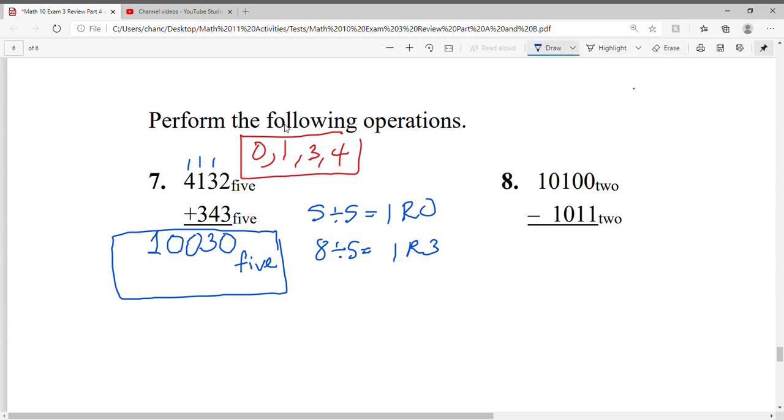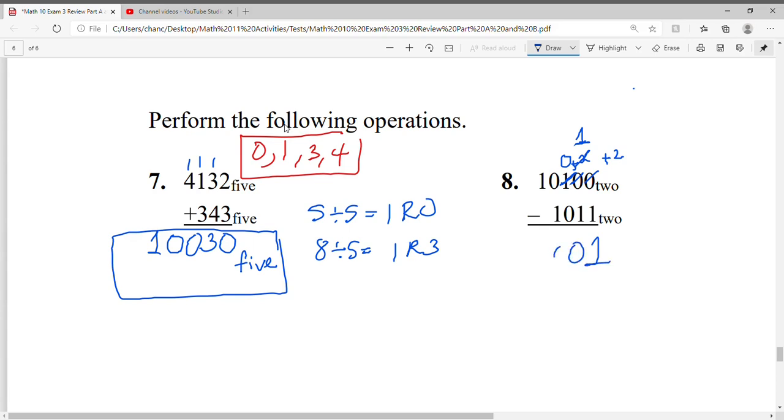For question 8, don't forget we need to borrow. So we'll subtract 1 from 0. Can't borrow from the 0, so we'll borrow from the 1. That becomes a 0. We'll have to add a 2 back to here. Then we can borrow from the 2. That becomes a 1. And this is going to be added with a 2. 2 minus 1 is 1. 1 minus 1 gives me 0.